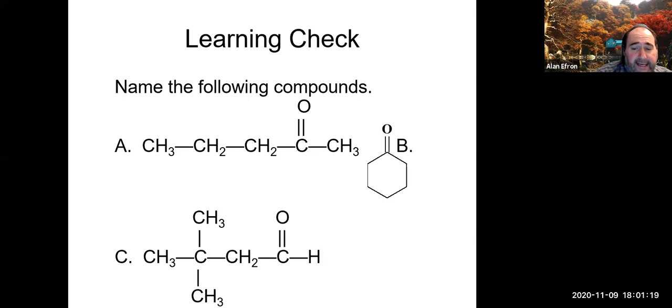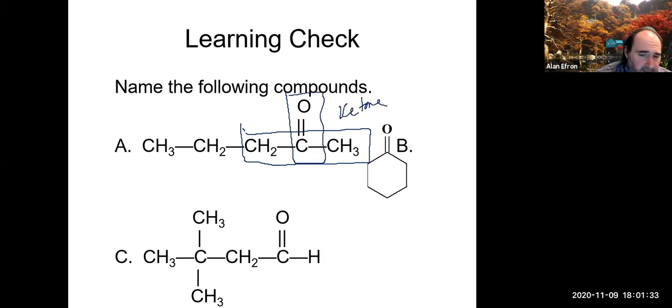Okay, so looking at the first one here, again, looking to see what type of guy it is. That is 3 carbons in a row. That has a carbon-oxygen double bond on the center. So again, this is our ketone group here. So we've got 1, 2, 3, 4, 5 carbons with a ketone. That is going to be pentanone, O-N-E.